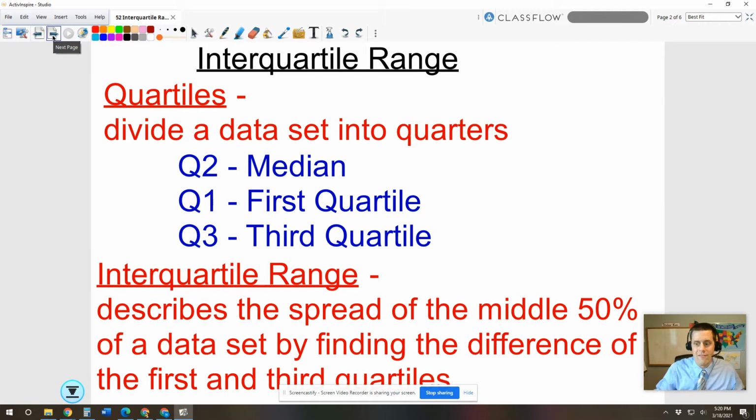It's Mr. Irwin. We have one more measure of variation we want to discuss, and today we are studying interquartile range. So grab your notebook. There is a lot of new information to go over today, so let's get right to it.